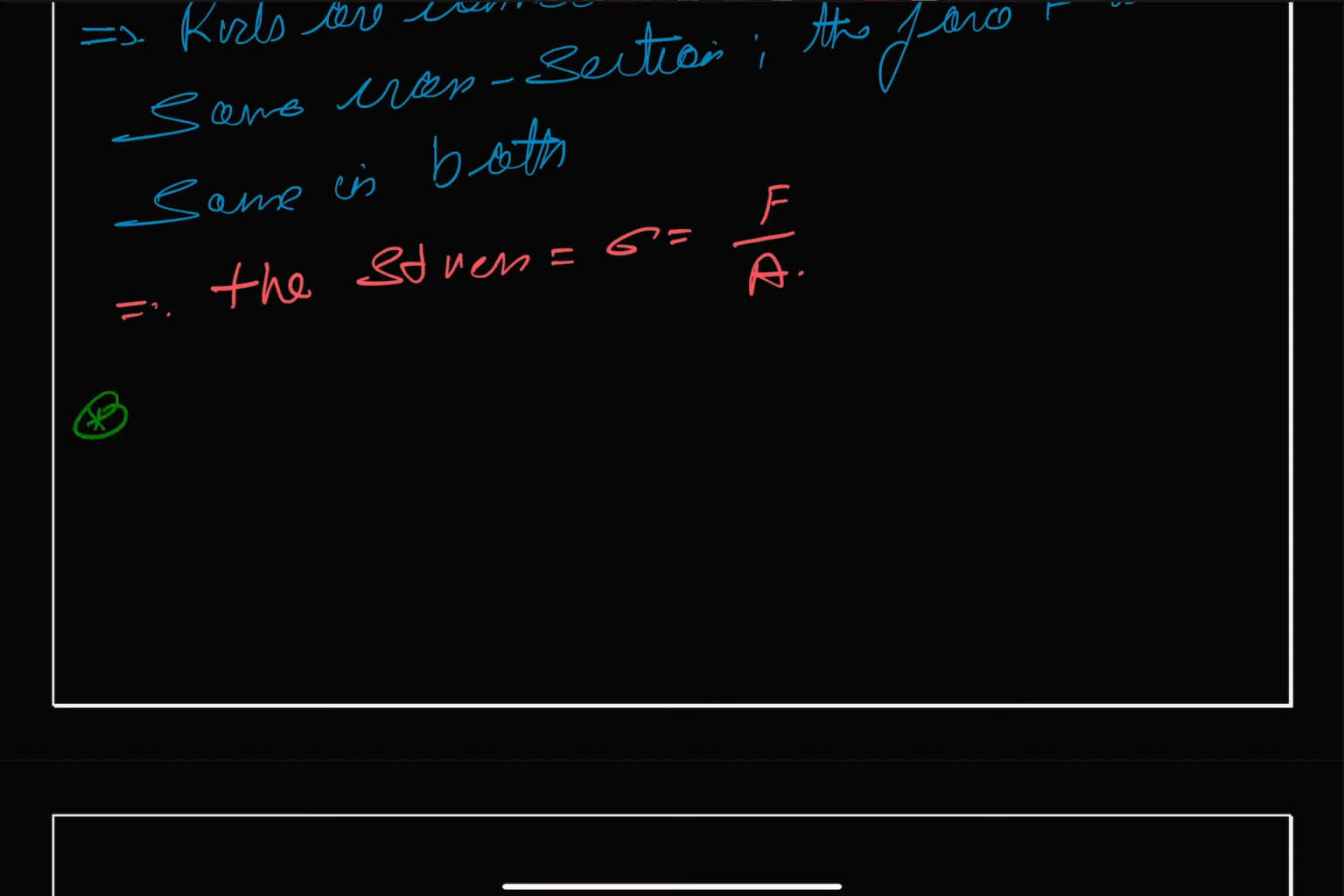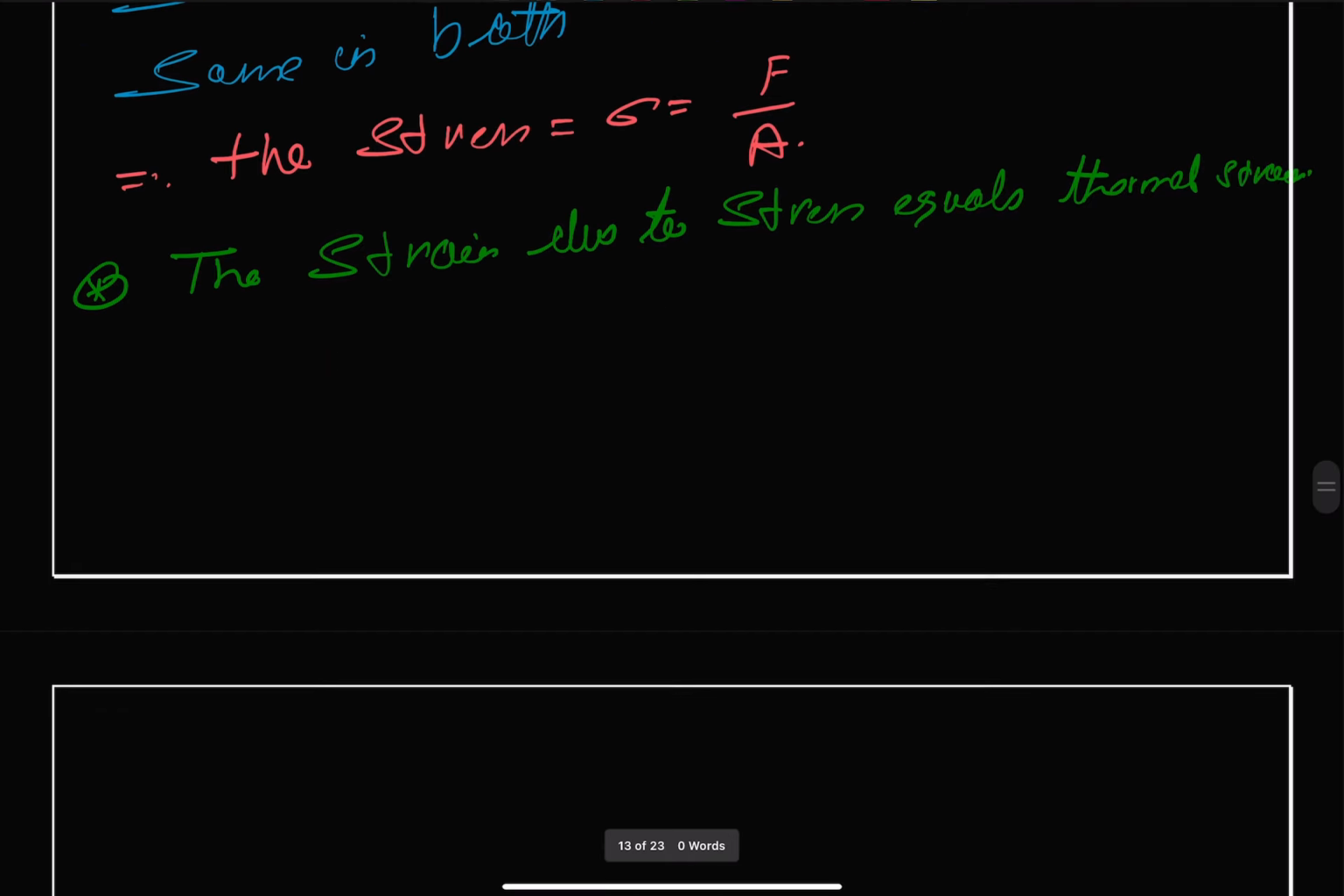So we can say the strain due to stress equals thermal strain, which basically means we have two different rods.